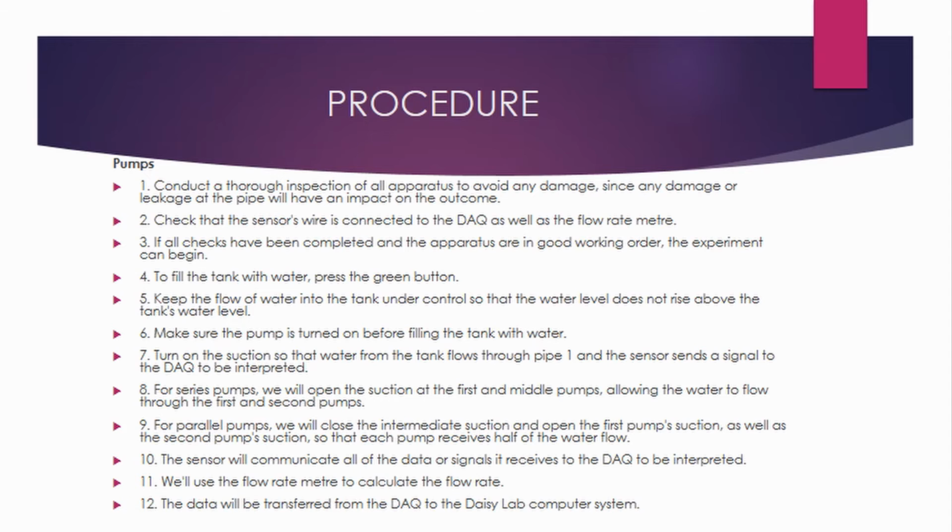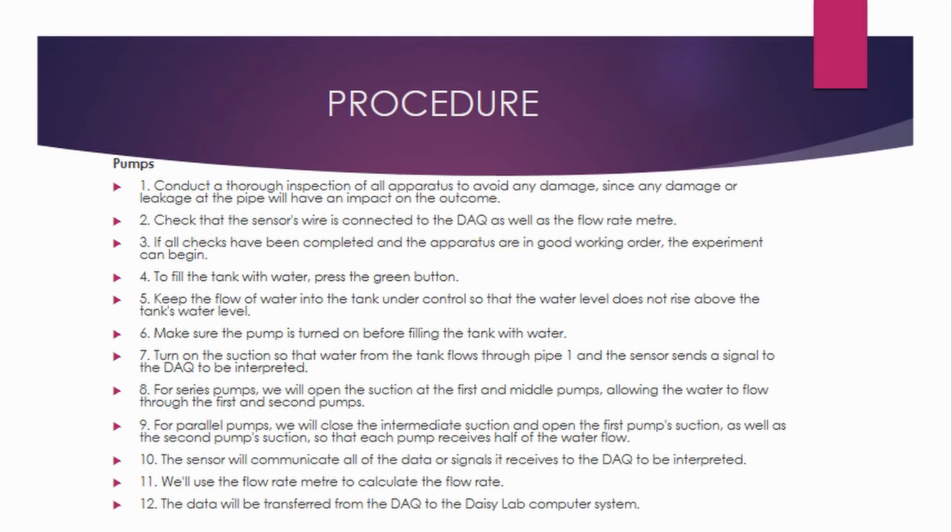Number 8 is for the series pump. We will open the suction at the first and middle pumps, allowing the water to flow through the first and second pumps. Number 9 is for the parallel pumps. We will close the intermediate suction and open the first pump suction as well as the second pump suction, so that each pump will receive half of the water flow.